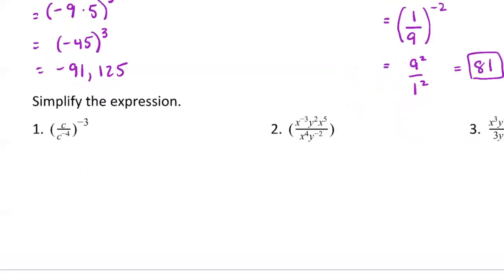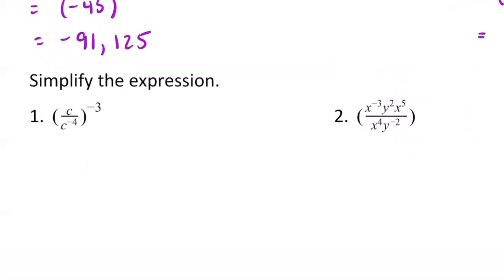All right. So here I have c to the first. If you don't see an exponent, you can assume that the exponent is a 1. It's a quotient with the same bases, right? The bases are the same. So I'm going to subtract the exponents. And that is going to become 1 minus a -4. So that is c to the 5th.